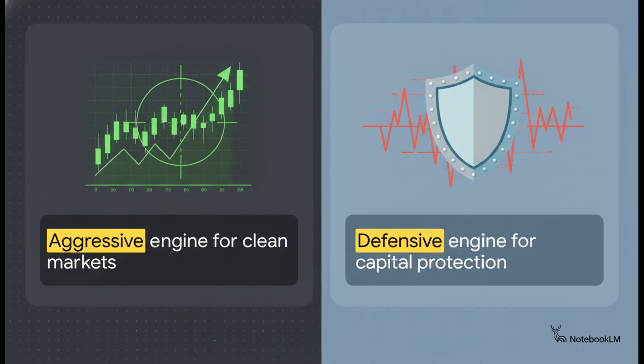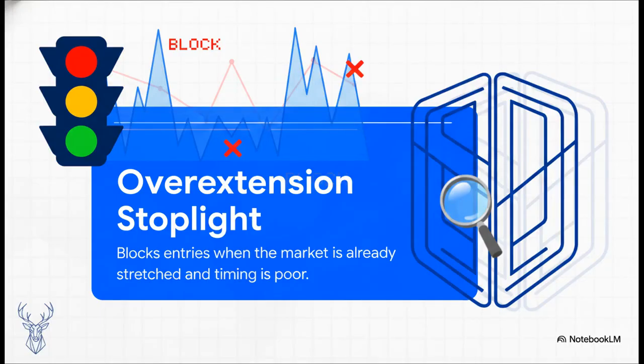But on the exact opposite side is the defensive engine. When market noise suddenly spikes and conditions deteriorate, the system violently defends capital. We're talking reduced exposure, demanding much tighter permissions, and prioritizing survival over profit. Actually, even if a trade looks absolutely perfect on a chart, the Flash 2026 relies heavily on these global guardrails.